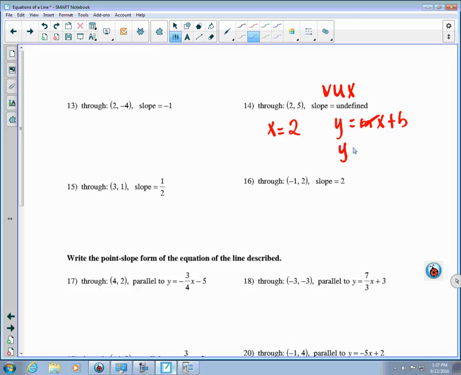And then you get that y equals 5, right? But then that's not the equation of the line. The equation of the line is which one? X equals 2. So you're done because when it's undefined, x always equals a number. When it's 0, y always equals a number. So you didn't have to do anything in here if you know Hoy and Vox. Yay?